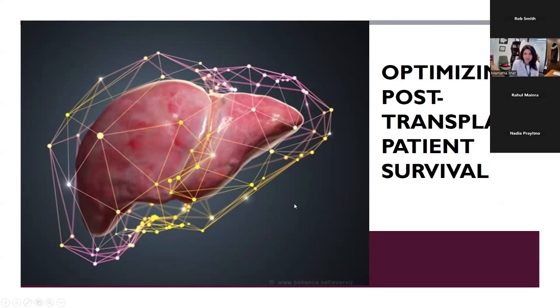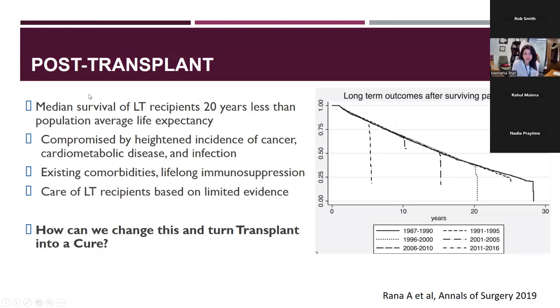So now I'll talk about optimizing post-transplant patient survival and the work in that regard. As you will be aware, the median survival of transplant recipients certainly needs more work. In liver transplant patients, they live 20 years less than the population life expectancy, and overall survival is compromised by a heightened incidence of cancer, cardiometabolic disease, and infection. And the care of patients is based on limited evidence. So we would like to change this and turn transplant into a cure.